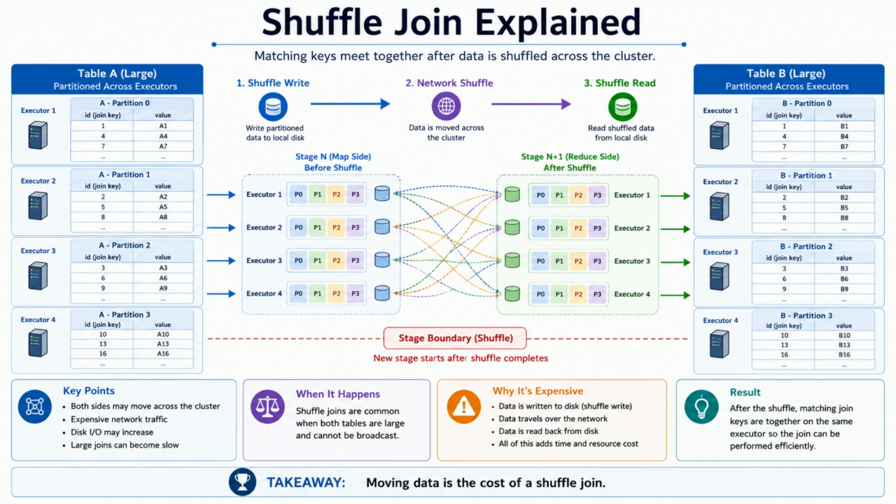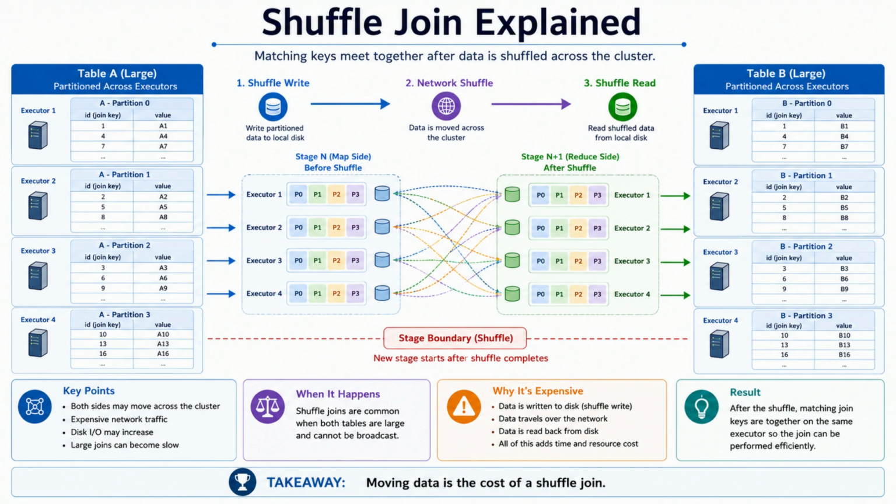A shuffle join is used when Spark needs to move data from both sides of the join across the cluster. The goal is to place matching join keys together. First, Spark writes partitioned shuffle data from the current stage. Then data moves across the network. Next, the following stage reads the shuffled data and brings matching keys together. This creates a stage boundary because the next stage cannot fully continue until the shuffle output is available.